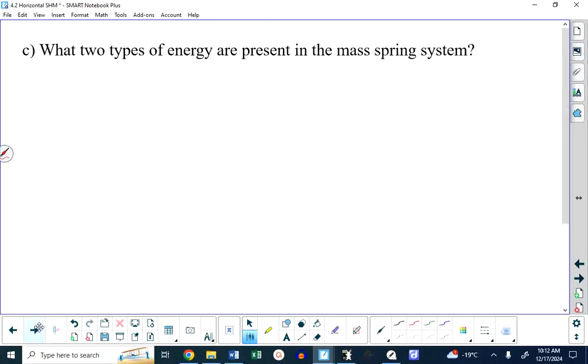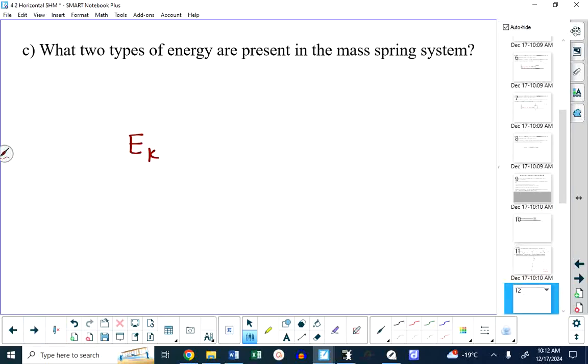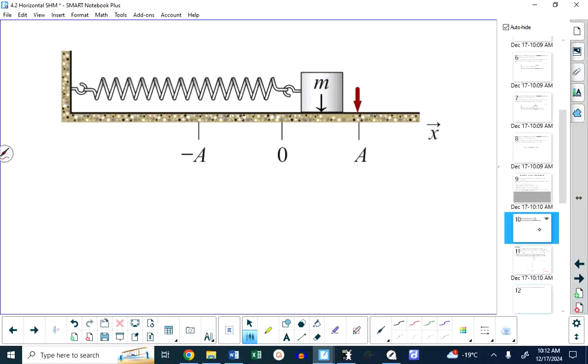What two types of energy are present in the mass spring system? Well, is the mass ever moving? Yes. So there's kinetic energy. What other type of energy is in the system? And I want to talk about something right now. If I go back to this diagram, would you agree that where that red arrow is right now, that's the point in time where the mass goes from moving to the right to moving to the left?